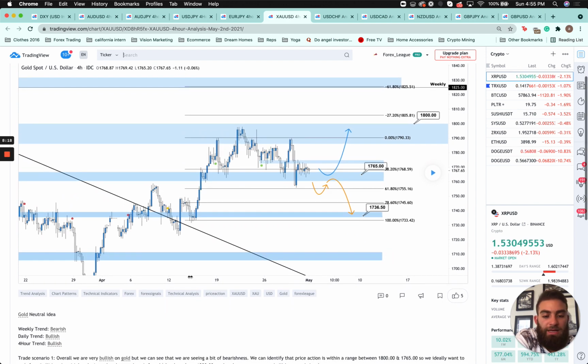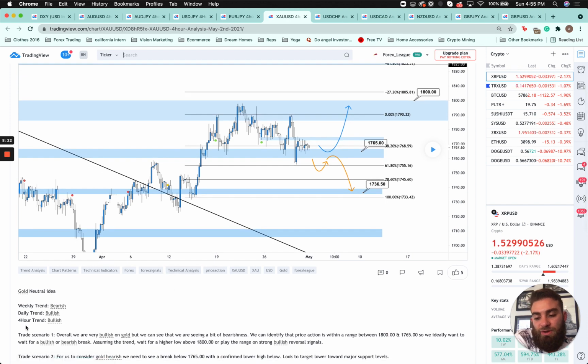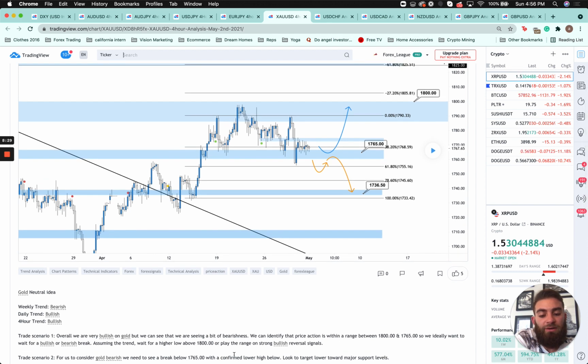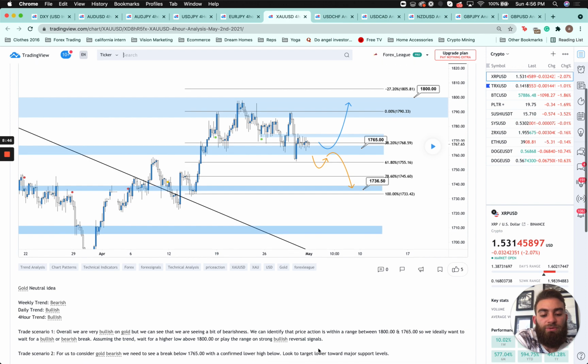So gold, very interesting. Last week, obviously we know how it played out, but let's just run through the analysis. Trade scenario 1, overall we are very bullish on gold, but we can see that we are looking a bit bearish. We can identify that price action is within a range between 1,800 and 1,765. So ideally we want to wait for a bullish or bearish break. Assuming the trend, wait for a higher low above 1,800 or play the range on strong bullish reversal. So pretty much looking for a bounce or break of this level.